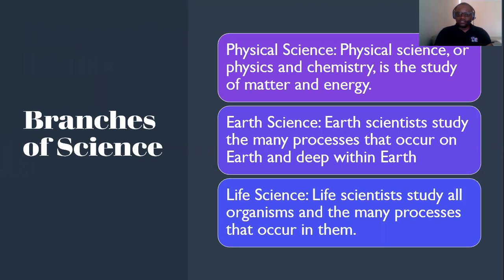The branches of science: we can say we have three different branches of science. We have the physical science, which has to do with physics and chemistry. It's the study of matter and energy. We also have earth science. Earth scientists study the many processes that occur on Earth and deep within the Earth. And also we have life science. Life scientists study all organisms and the many processes that occur in them. It could be plants, humans, bacteria, a virus, any form of life. It doesn't matter if it's a one-cell organism, multi-cell organism, plants, animals, or humans.